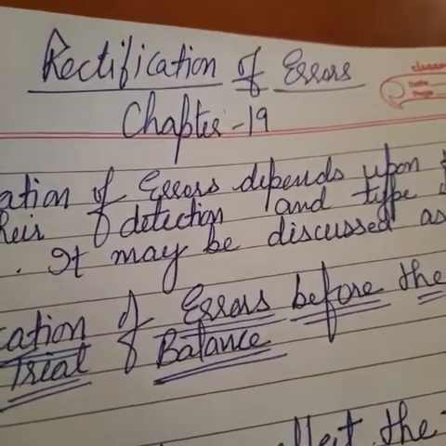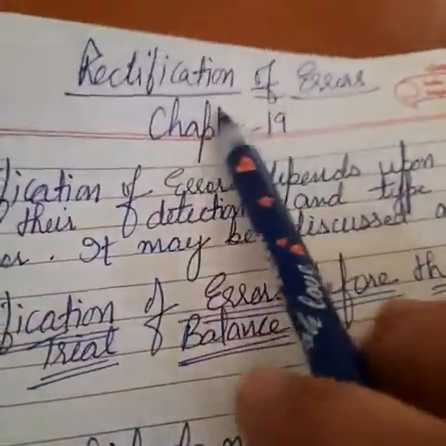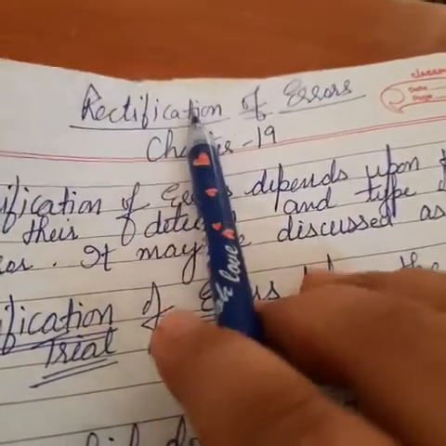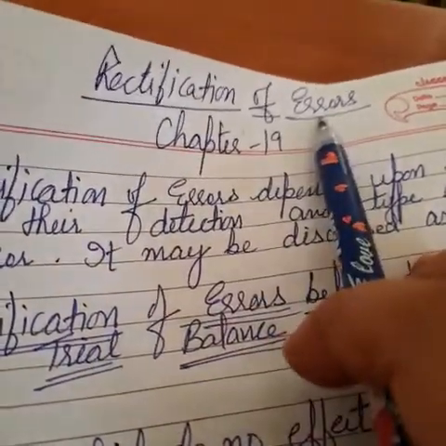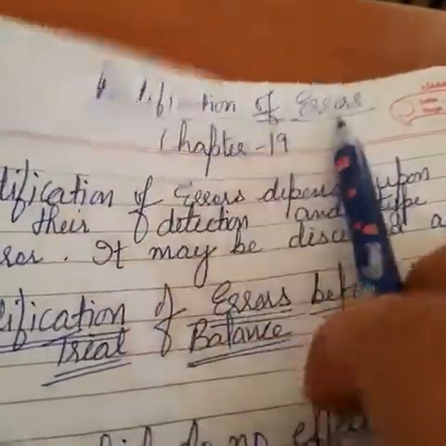So, today we are going to start a new chapter number 19, Rectification of Errors. Firstly, as the name states, rectify means correction, errors means mistakes. So, when we correct our mistakes, that is called rectification of errors.